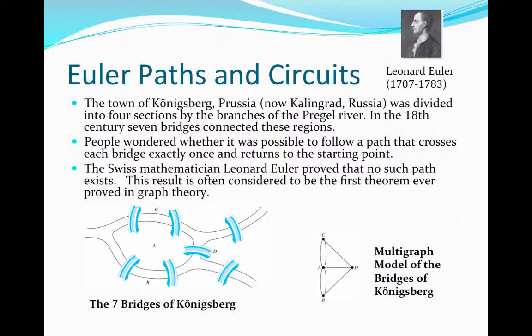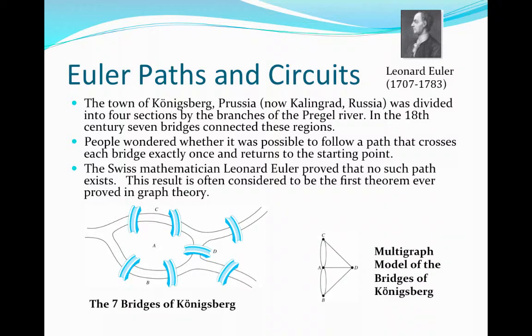In the town of Königsberg, Prussia, which is now Kaliningrad, Russia, it was divided into 4 sections by branches of the Pregel River. So here are these 4 sections, and the river is separating each of these sections. And in the 18th century, 7 bridges connected these regions. And so people of Königsberg wondered whether they could leave their home, cross every bridge exactly once, and return back home.